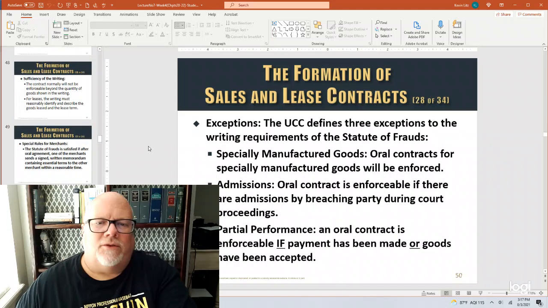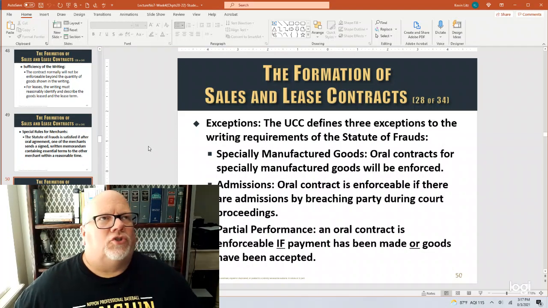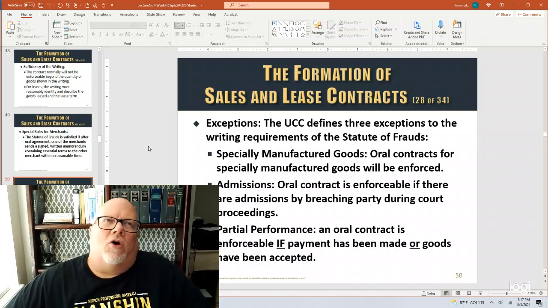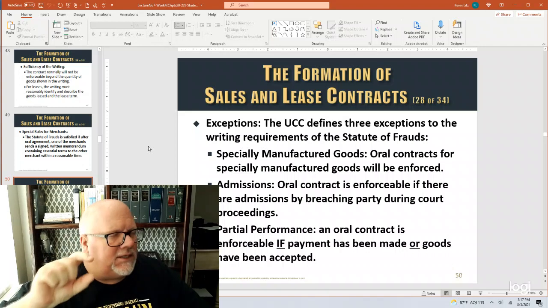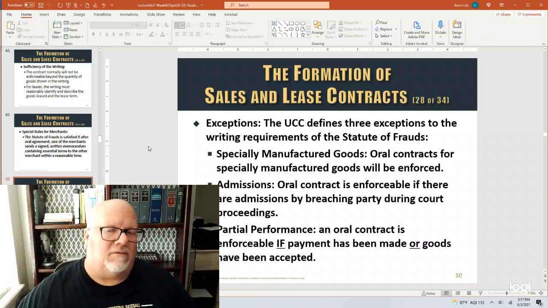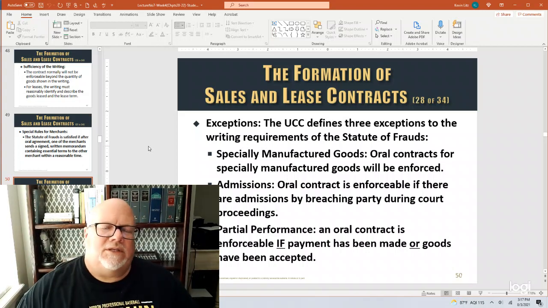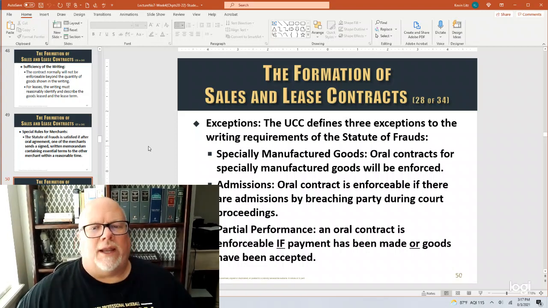I'll let you read through this. Now, the Uniform Commercial Code has set this rule, the Statute of Frauds, saying some things have to be in writing. Well, I hate to say this, but so many laws have exceptions to themselves, and this is one of them. The UCC defines 3 scenarios in which it doesn't have to be in writing.